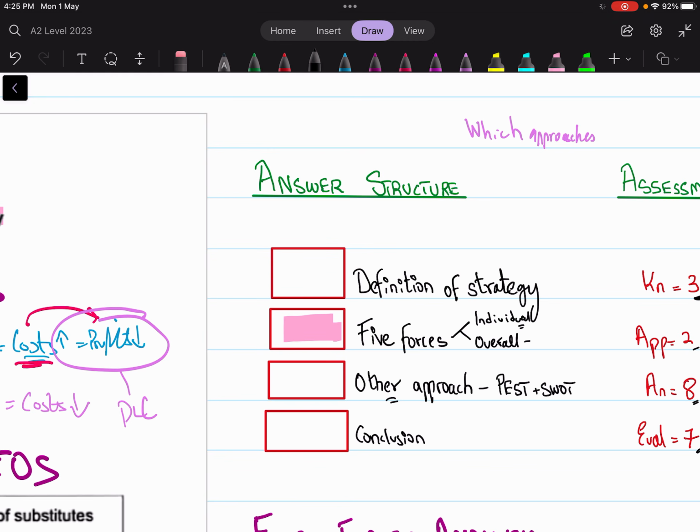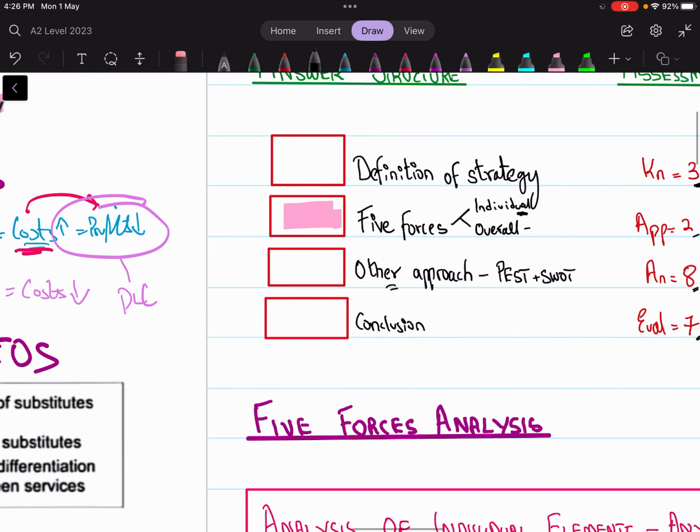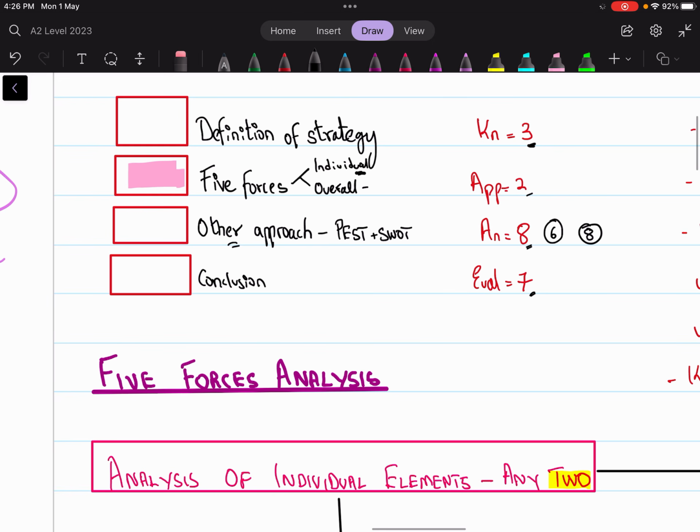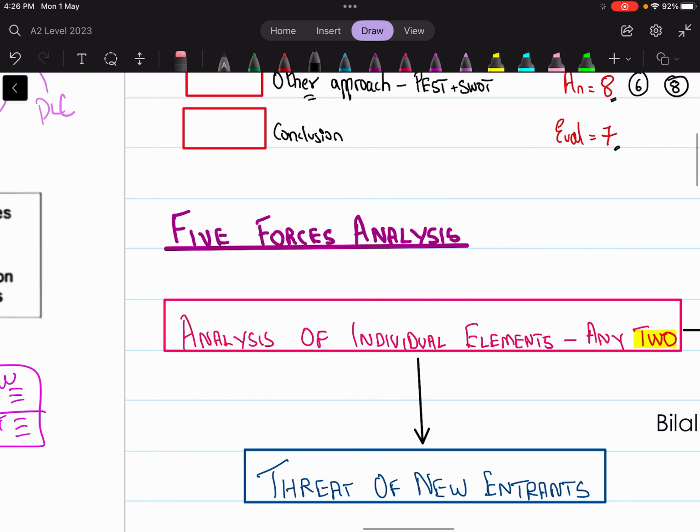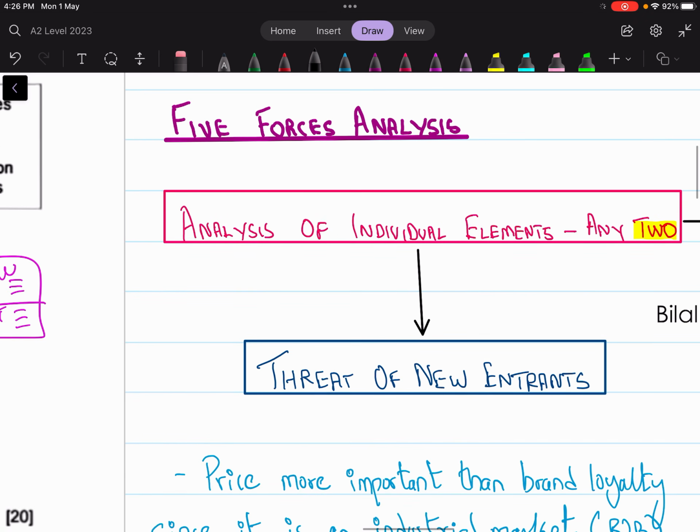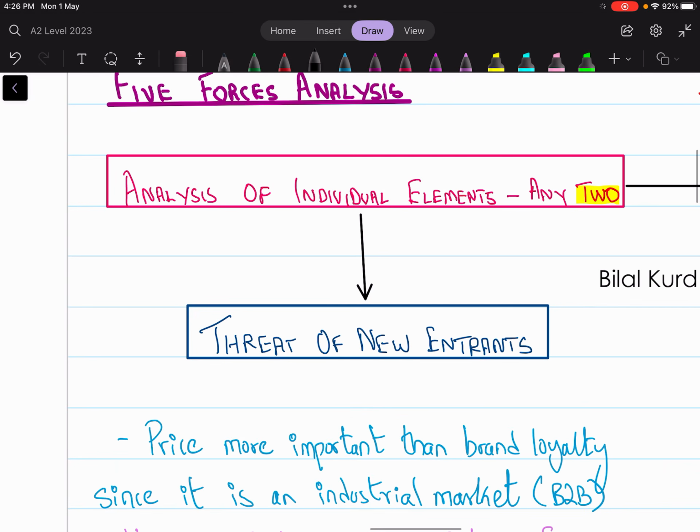Alright, so let's first, without further ado, jump towards how we are going to do our analysis when it comes to 5 forces. So when you talk about 5 forces, I have first broken down the individual elements and given my 2 cents as to how analysis could be made. So first, for example, if we pick the force threat of new entrants, we can clearly see that it is written in the case that price is more important than brand loyalty since it is an industrial market.